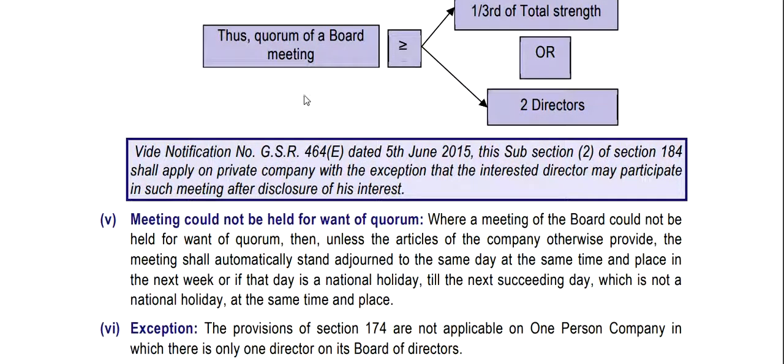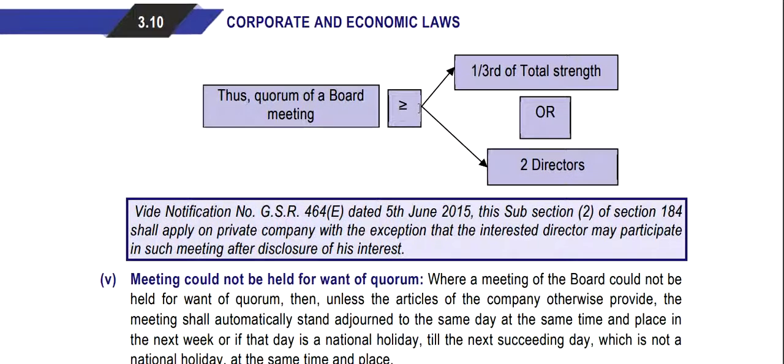Thus, the quorum of the board meeting should be at least 1/3 of the total strength, or 2 directors, whichever is more. Whichever is more or whichever is higher.